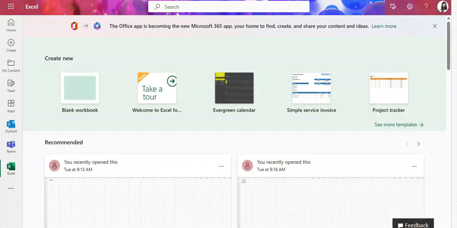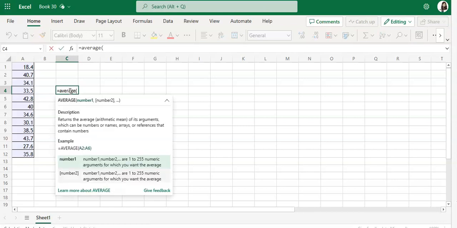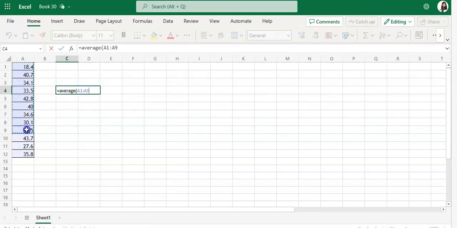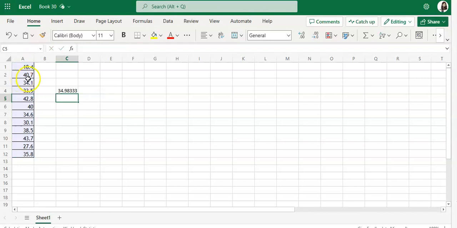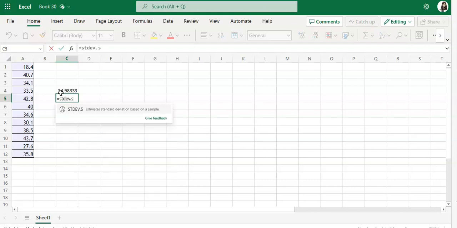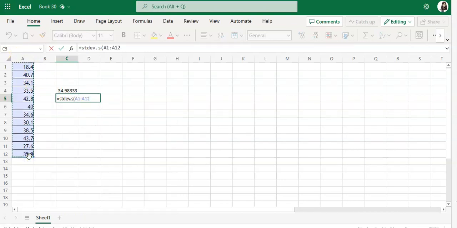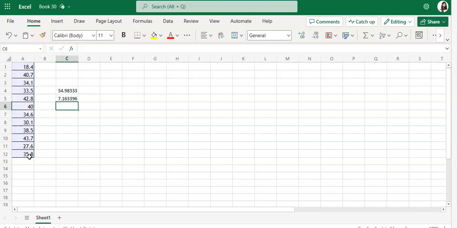Okay, so let's go back to Excel, and we're going to go equal average, open parentheses, and I'm just going to highlight all of the data. And you'll notice that it just got the cell names there, and I will close it, and that's my mean. Now let's do the standard deviation in a similar fashion. So equal STDEV.S for sample. And again, I just highlight them, close that, and there's my standard deviation.